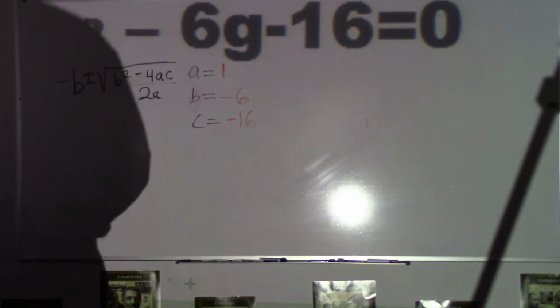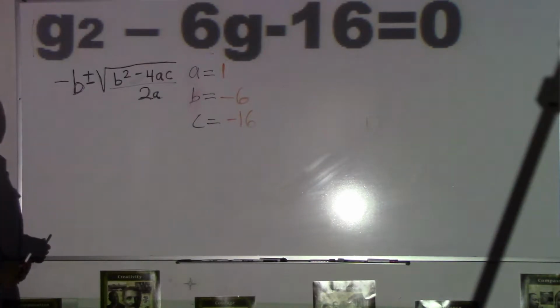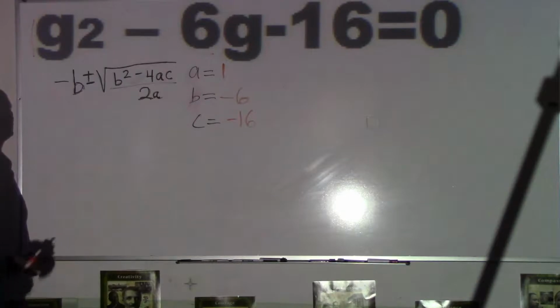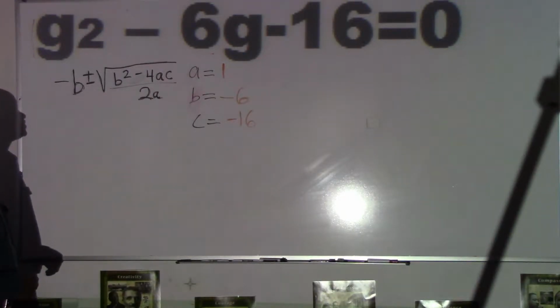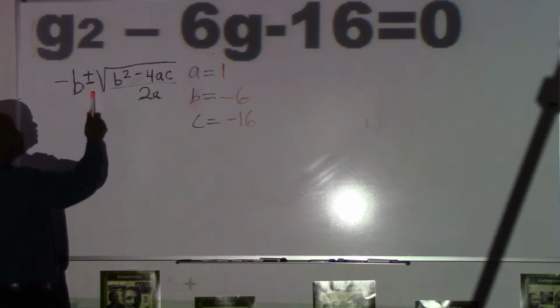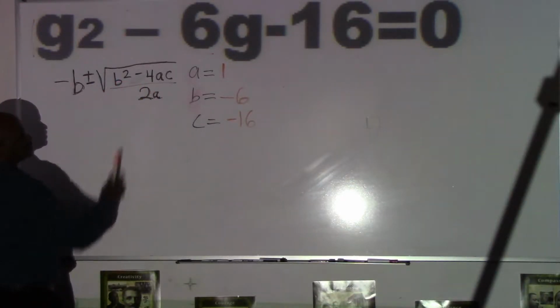Okay, we're doing this problem right here. We're going to use the quadratic formula to solve it. The first thing we have up here is g squared minus 6g minus 16 equals 0. We already put our quadratic formula up here, which is negative b plus or minus the square root of b squared minus 4ac, divided by 2a.